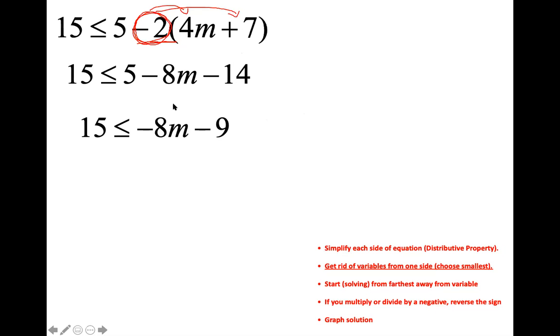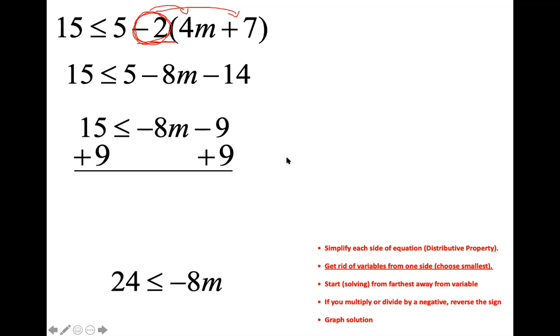Second step, let's see. Let's combine the 5 and the -14. 5 minus 14 is -9. 5 minus 14, different signs, so subtract. -9. Next step, let's see. We can add 9 to both sides. Gives me 24.